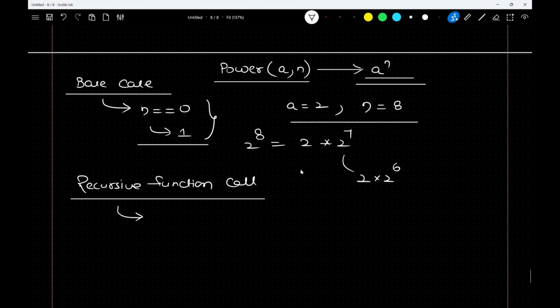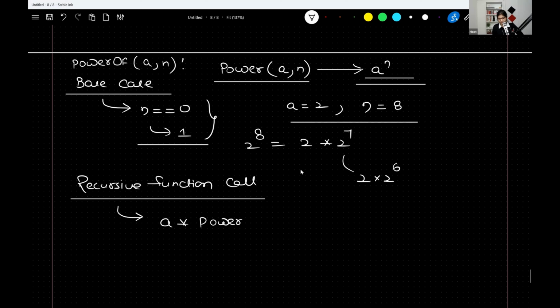A raised to power n minus 1: A times power of (a, n minus 1). For example, here my function name is power, containing the parameters a comma n. So this is my base case condition. My recursive function call will be a into, again I'll call my function name power of a comma n minus 1.